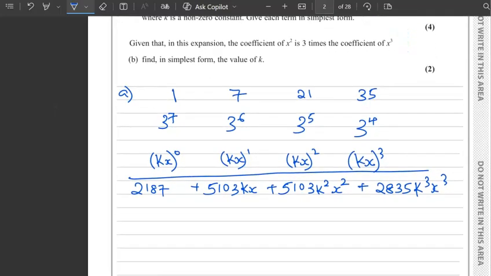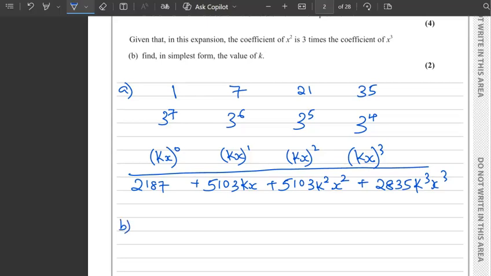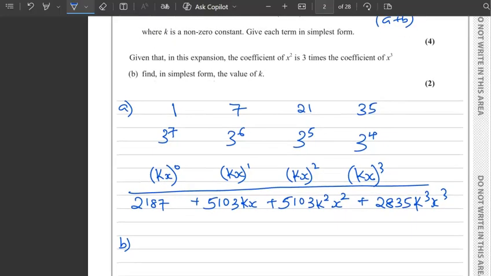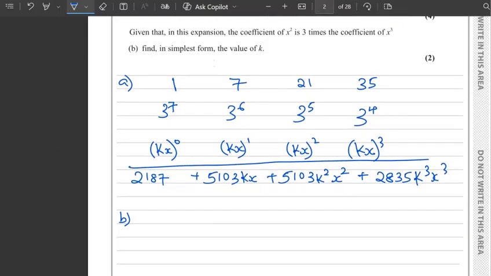Let's look at part B. You've been told that, given that in this expansion the coefficient of x squared is 3 times the coefficient of x cubed, find in simplest form the value of k. Now, in this case, we are going to consider the term that contains x squared and the term that contains x power 3, so we look at the third term and the fourth term respectively.